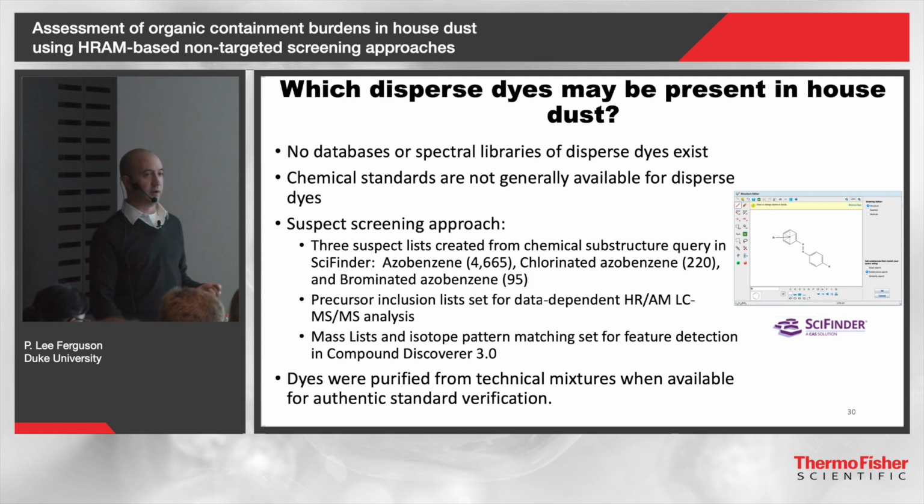So we actually wanted to know what other dyes are present in house dust. We went through SciFinder and pulled out all compounds that had a para-amino azobenzene core that were chlorinated, brominated, or non-halogenated. This turns out to be close to 5,000 compounds. We used these to make an inclusion list and an isotope pattern matching set in CD. And then we were able, in this case, to get a few dyes that we purified from technical mixtures.